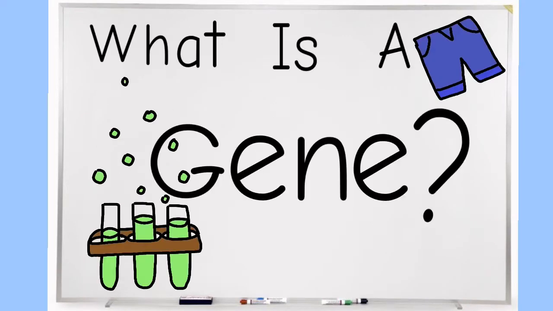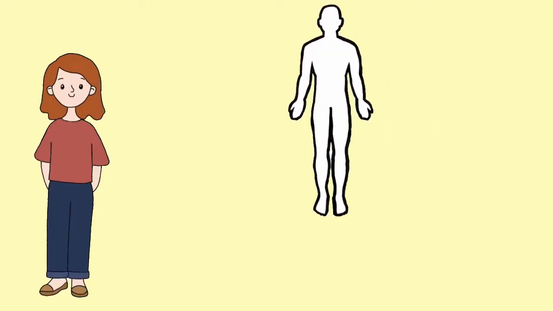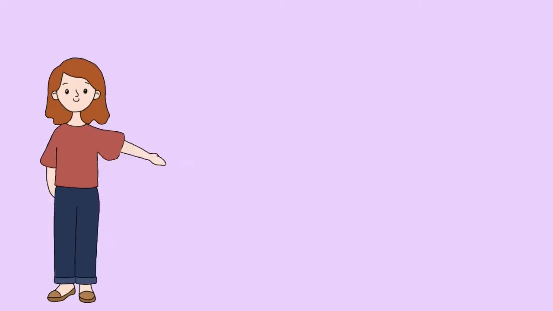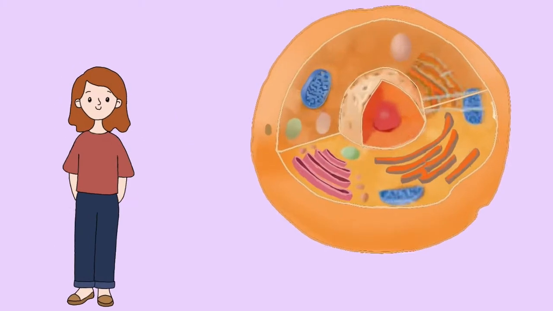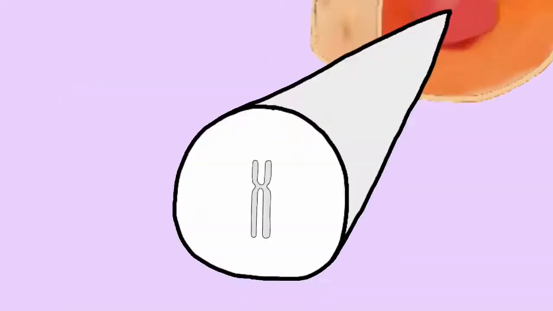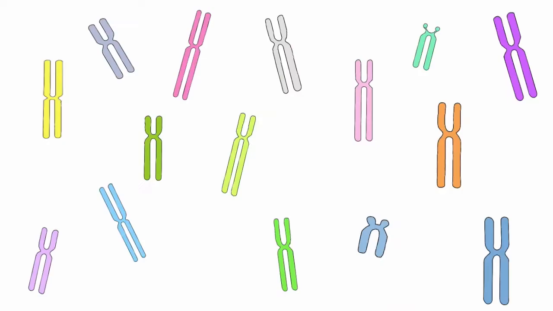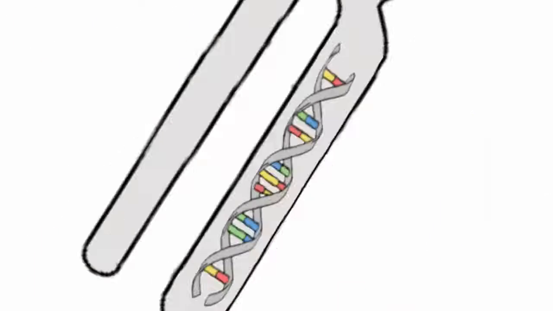What is a gene? The human body is made up of an estimated 30 trillion cells, with about 200 different types present. Each of these cell types is responsible for different functions in the body. Every cell has DNA located within its nucleus. The DNA codes for genes, which make up the 23 pairs of chromosomes present in humans.